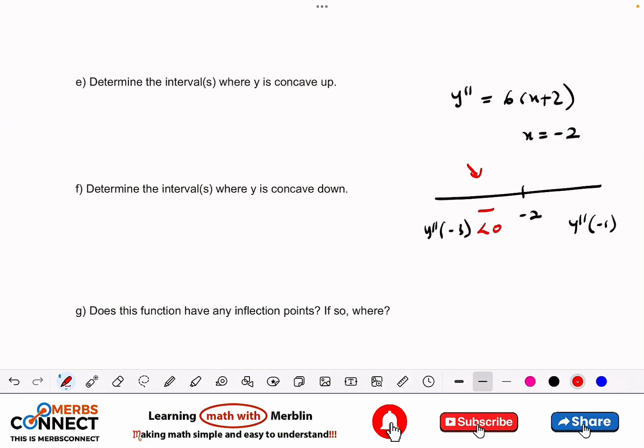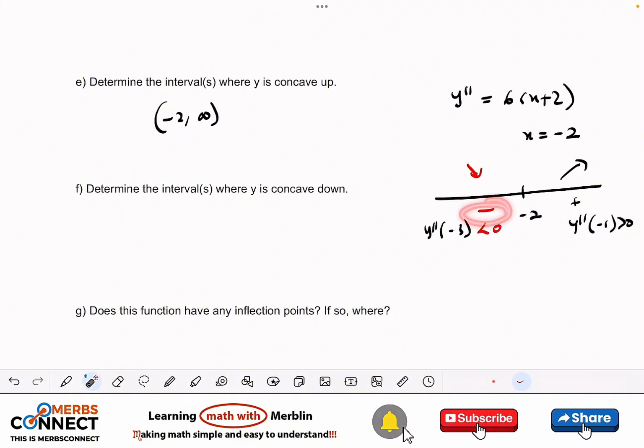And then plug any point here, -1. This is going to be positive. So we are going to have greater than 0, positive, and this will be increasing like this. Right. So this is what you are going to get at the end of the day. So the interval for the concave up will be where the positive sign is. So you are going to have -2 to positive infinity, and where the concave down is going to happen is where the minus is. So we are going to have from negative infinity up to -2.